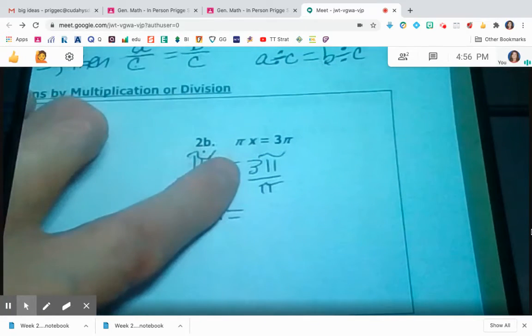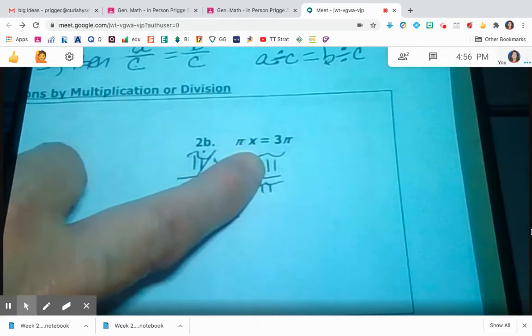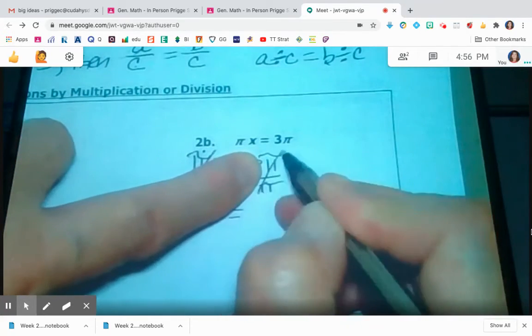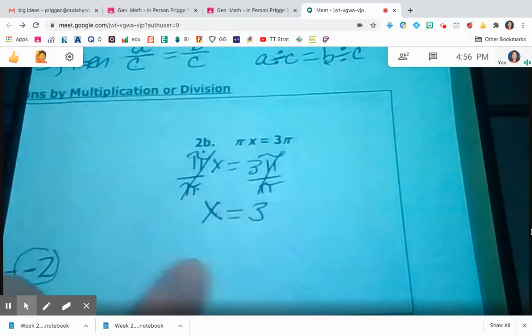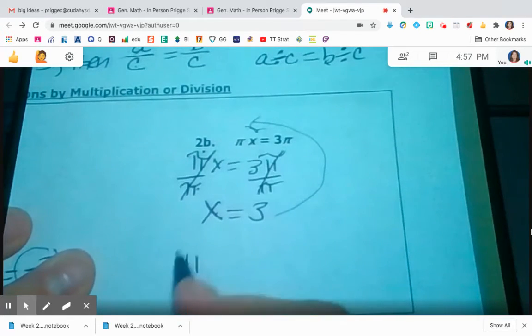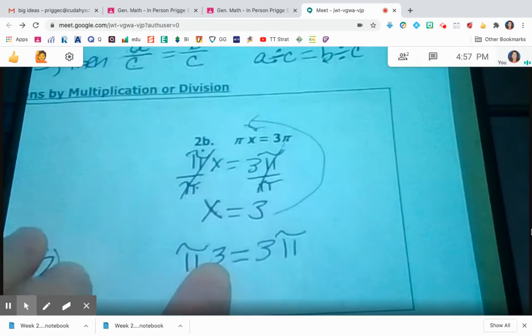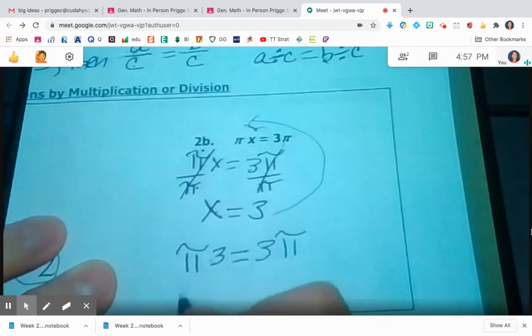If I have 3 pi's and I divide by pi, look again, I have another 1 here, so the pi's disappear and I end up with 3. So this tells me my value of x is 3. So let's take it and let's put it back in this equation and see what happens. I get pi, and then I substitute the x, I put in the 3, equals 3 pi. Does pi times 3 equal the same thing as 3 times pi? It absolutely does. They're just written in reverse order.